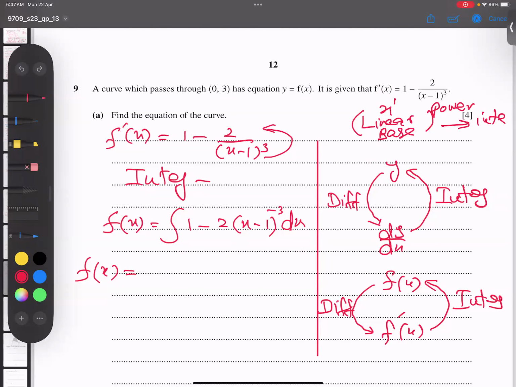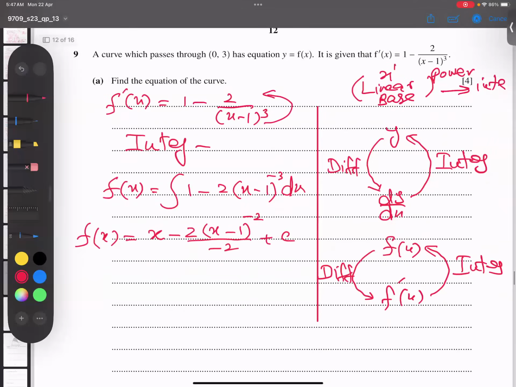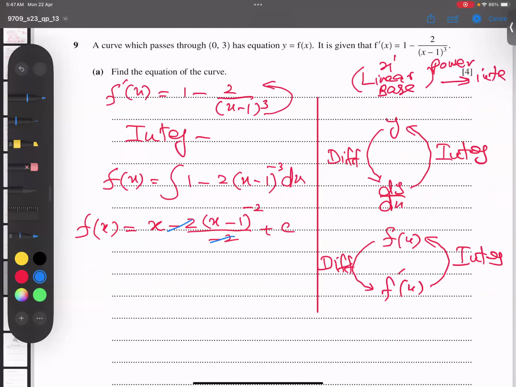Integration of 1 is giving you x. The 2 multiplying factor, you never keep it as it is, never disturb. Increase the power by 1. So this negative 3, if I increase, I mean add 1, I got negative 2 and divide by negative 2 plus c. Okay, this negative 2 cancels out, and I get f of x is equal to x, and negative becomes positive, and then I bring the whole thing in the denominator. I got a positive 2. It is important and compulsory to bring the power positive.